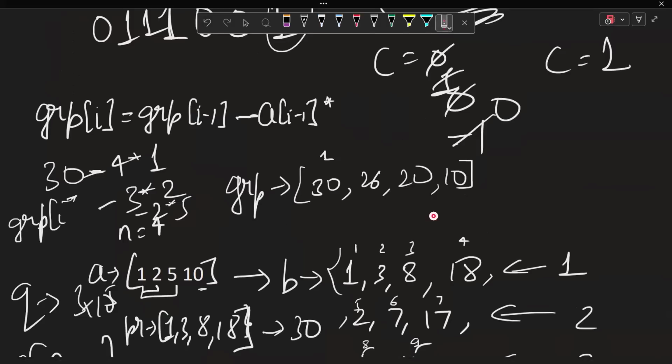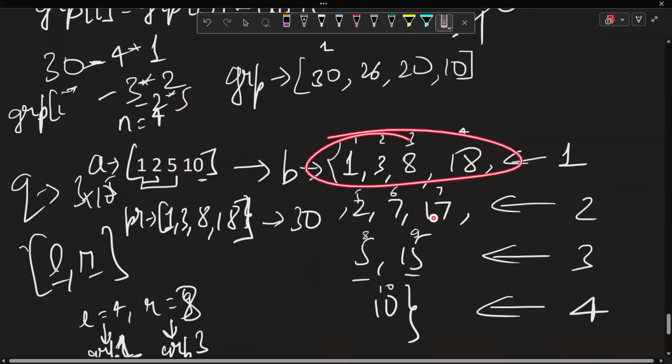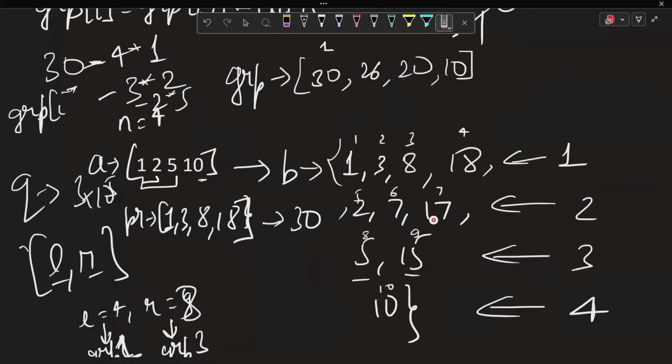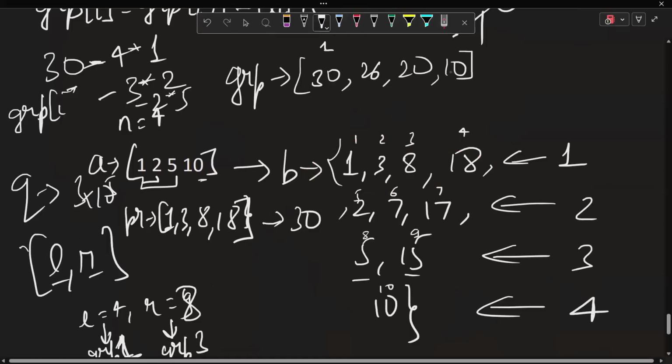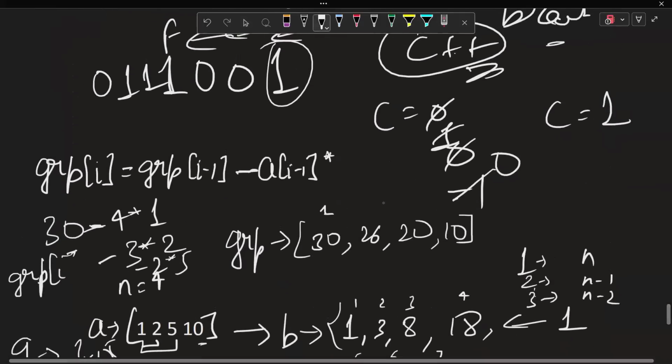How many times would you subtract this? It is the length of the I minus 1th group. Okay. So the length of the first group is 4. The length of the second group is 3. Likewise, the length of the first group is n, you can say. Length of the second group is n minus 1. Length of the third group is n minus 2. So the length of the ith group is n minus I plus 1.